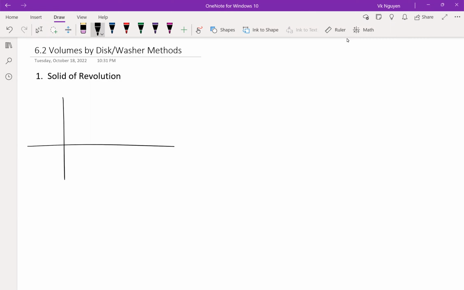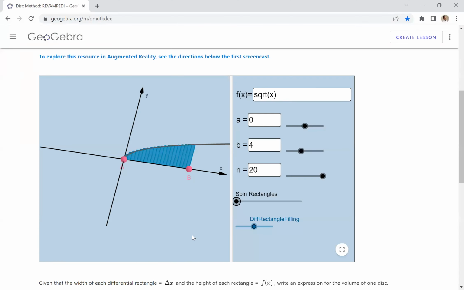Let's say that we have a bounded region, something like this. And we want to rotate this bounded region about the x-axis. Then what do we have? Let's use GeoGebra to show you guys. This is the bounded region here. Let's take a look at the rotation. We're going to rotate the region. Done. Oh, we have a solid. This is called a solid of revolution.